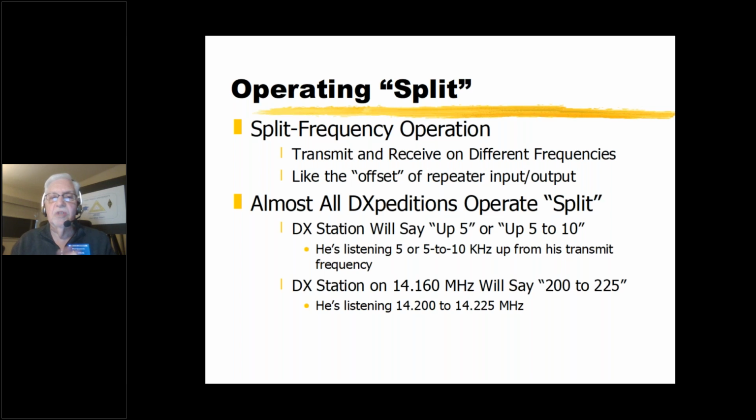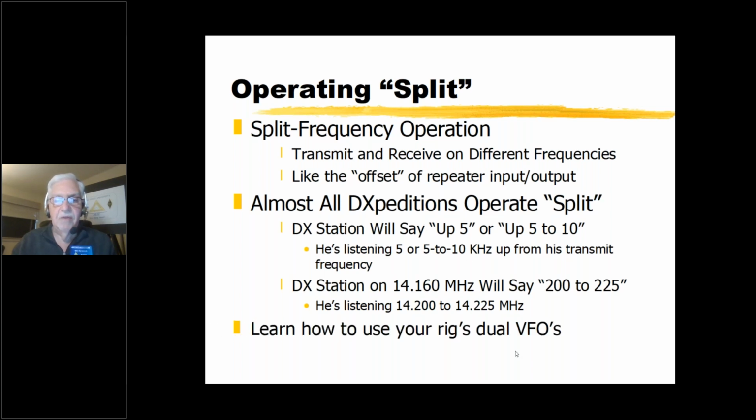The DX station will say something like, giving a call sign and saying up 5 or up 5 to 10. That means he's listening 5 to 10 kilohertz up from his transmit frequency. Let's say the DX station is on 14.160. He'll say 200 to 225. What does that mean? It means he's listening 200 to 225. He's operating a minimum of 40 above his transmit frequency. So don't transmit on the DX frequency.